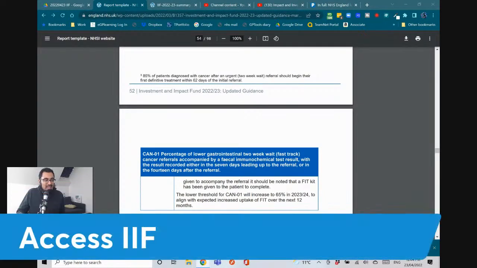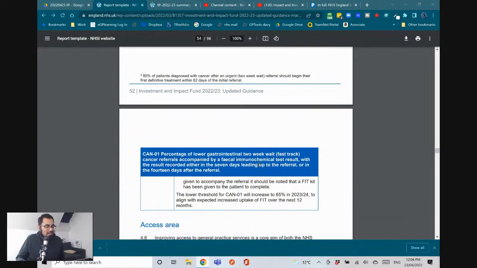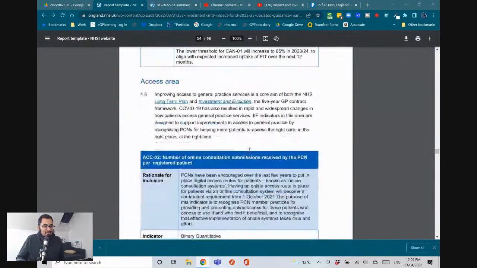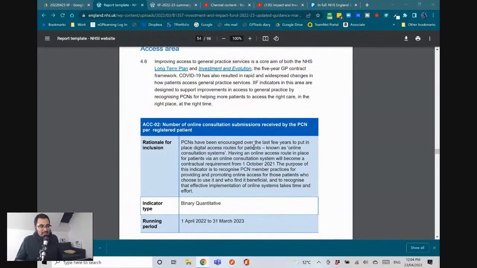So next it talks about the Access IIF. This one is going to be fun, so make sure you stick around for this because we're going to talk about it right now. And what is the Access IIF? Well, it's an interesting part of it, shall we say.